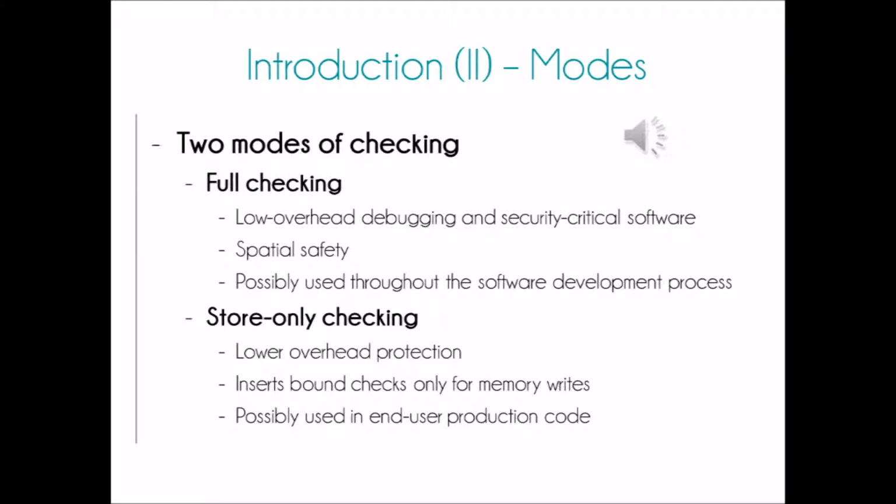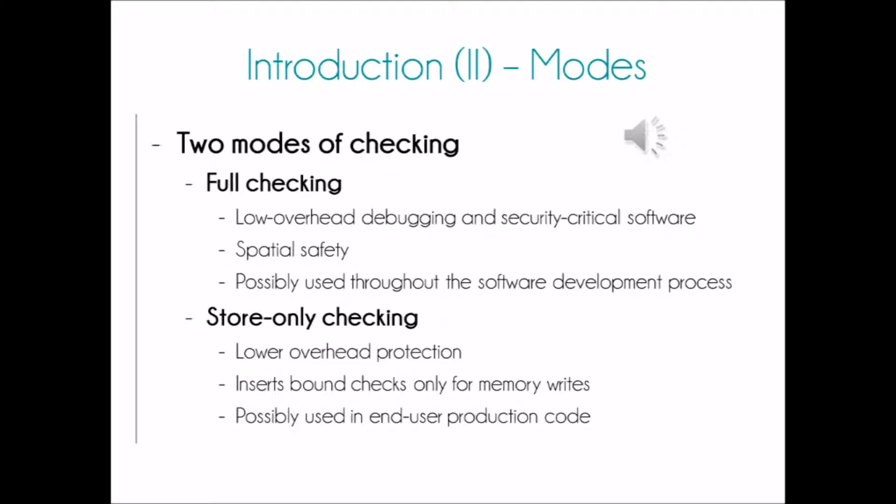SoftBound performs a simple intraprocedural transformation that instruments its functions to propagate and check pointer metadata. More precisely, SoftBound provides two modes of checking. Full checking mode for low overhead debugging and security critical software. It provides spatial safety and, in contrast to heavyweight instrumentation used selectively during the development process, SoftBound's full checking overheads are low enough to use continuously throughout the software development process. For security critical applications, such overheads are also likely acceptable.